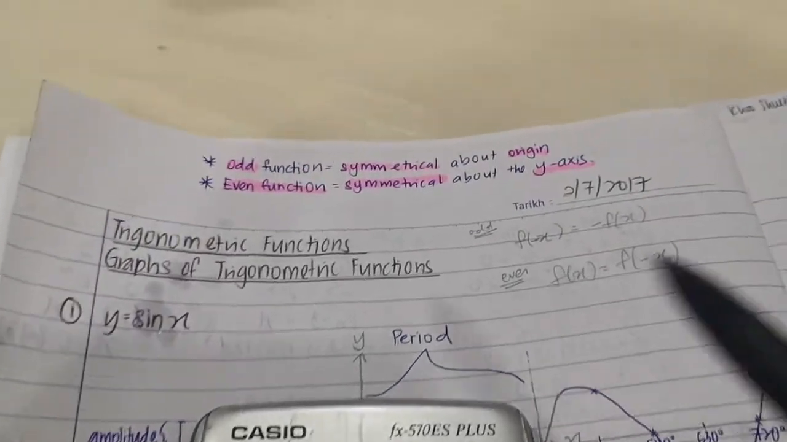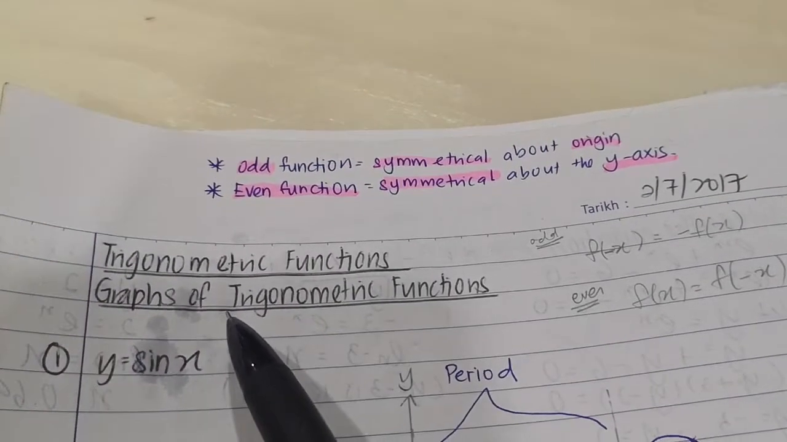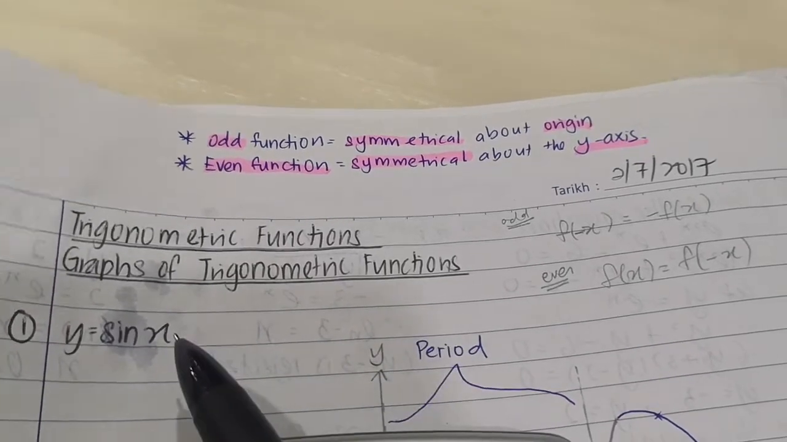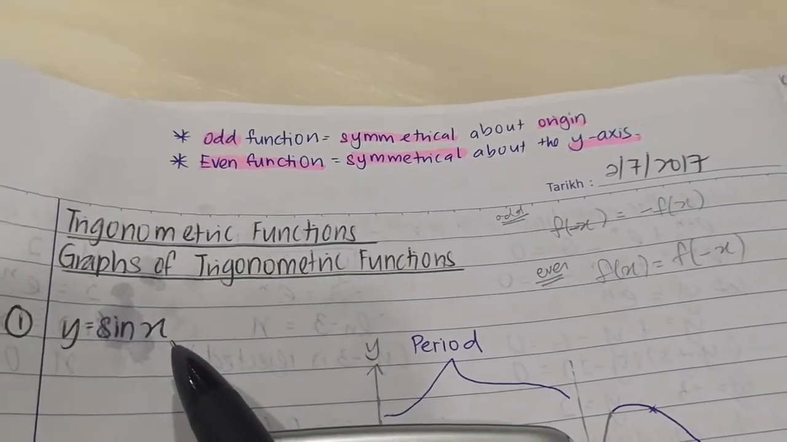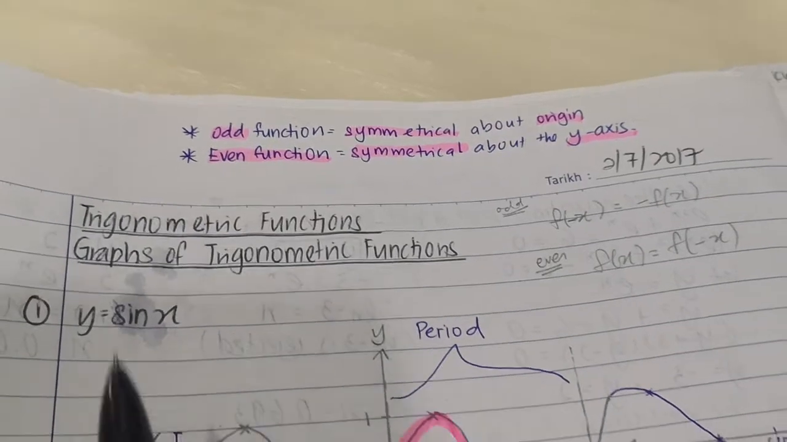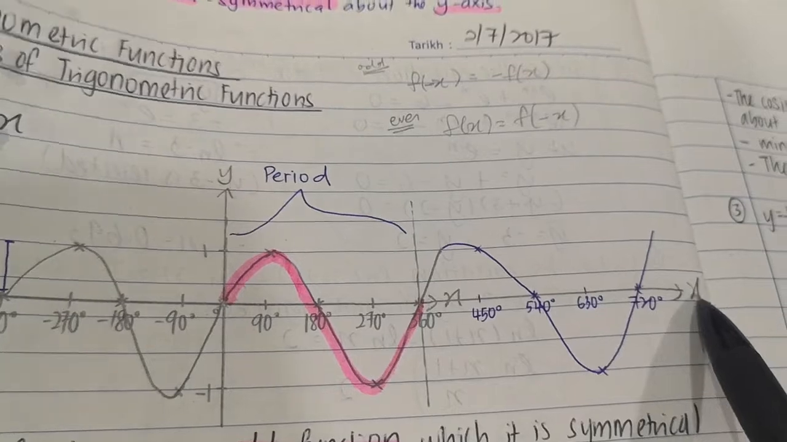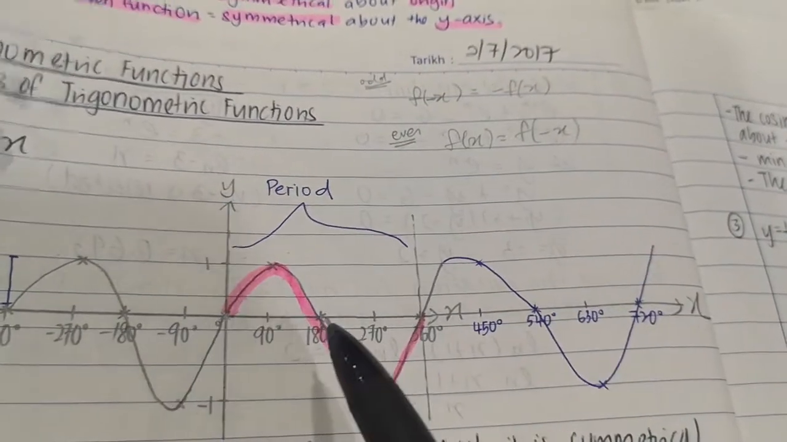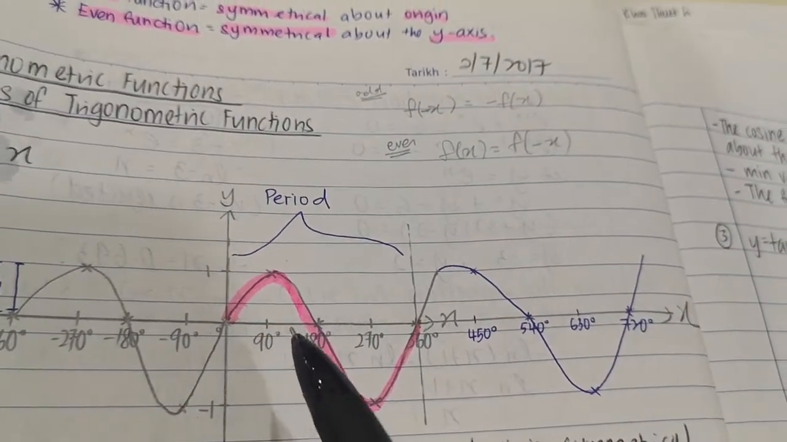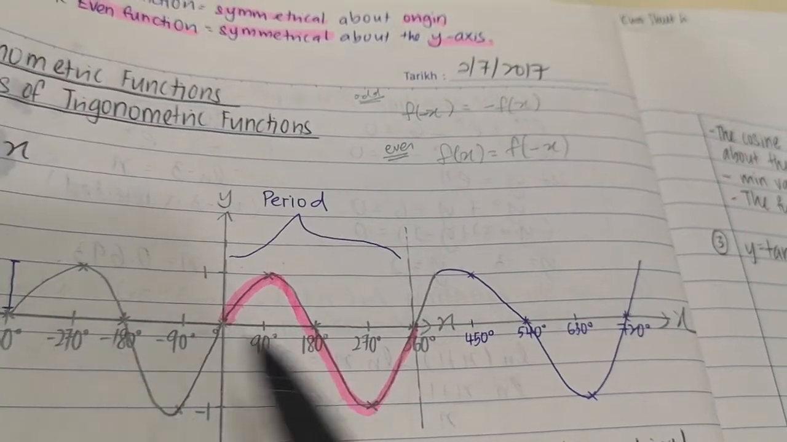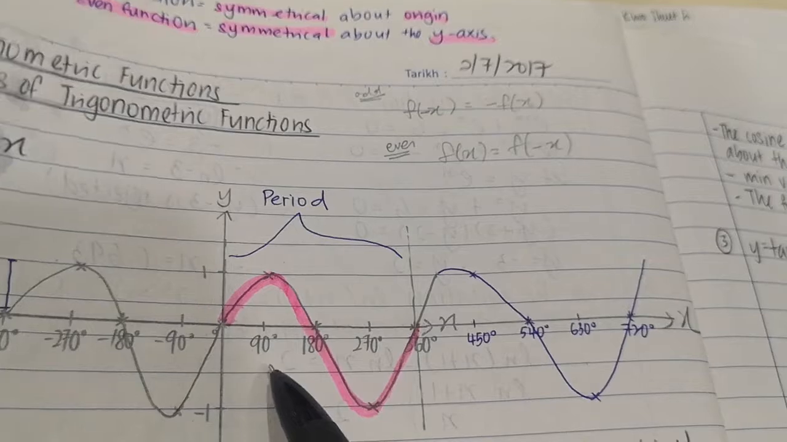Okay, class. So today we will learn how we want to draw the graph for the trigonometric functions: sine x, cos x, and tangent x. For the graph of sine x, make sure you label the graph. You label the x-axis and y-axis. For today, we will learn how to draw the graph where the x-axis is for the degree.